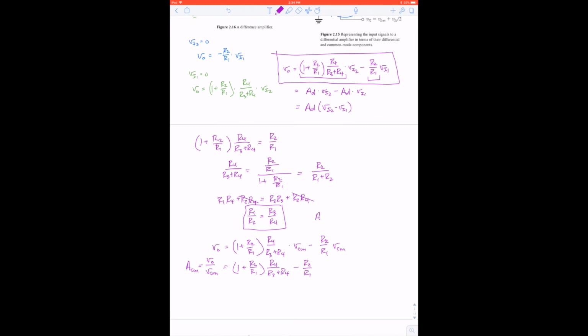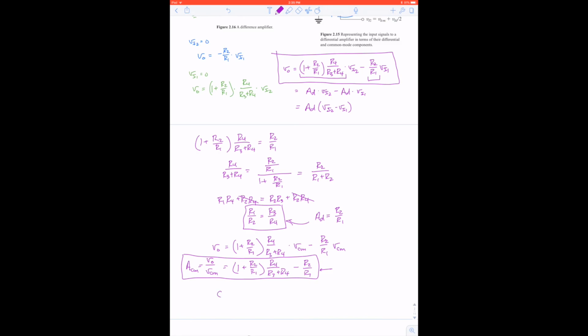We said the difference gain was R2 over R1 when this is true, and then the common mode gain is this expression right here. When that expression up above is true, the common mode gain will, of course, be 0. What this allows us to do is look at the circuit in terms of its ideal difference gain, and then its common mode gain when one or two of the resistors are slightly off, and see how sensitive the circuit is to small errors in the resistor values.